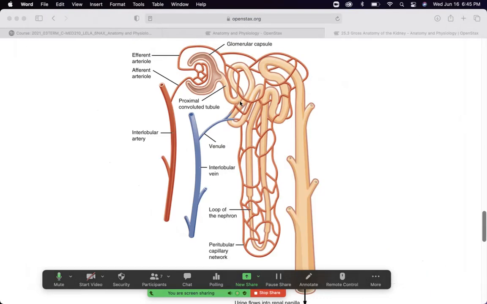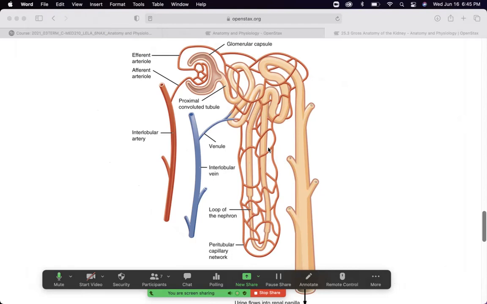So I could ask you on exam, where's your proximal convoluted tubule? Oh, it's this stuff here. Where's your distal convoluted tubule? Oh, it has to be this stuff all the way out here. So proximal, meaning closer to the glomerulus, distal, meaning distant, and who's in the middle? This big, long loop of Henle. And we're going to be talking about the loop of Henle in a little bit more detail in a moment.